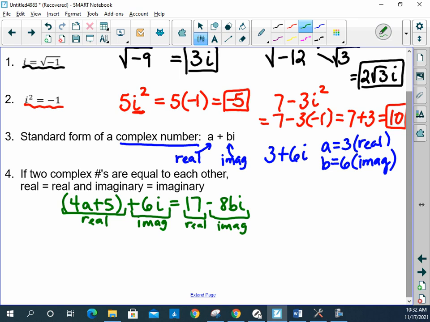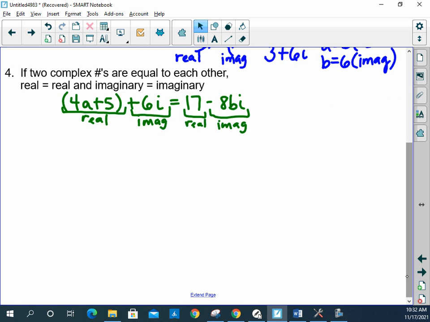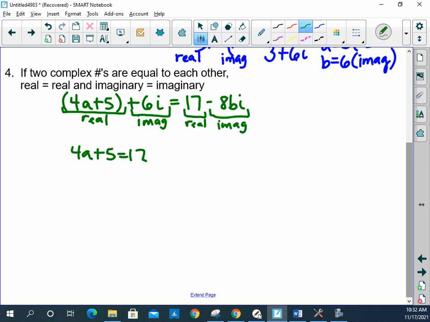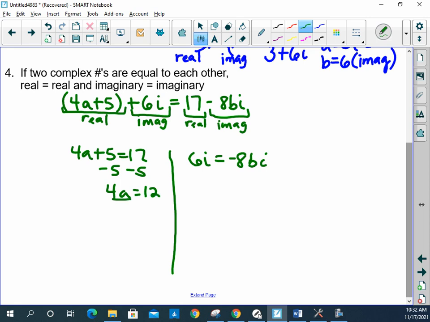So if two complex numbers are equal to each other, then real equals real, imaginary equals imaginary. So we would set up our equations as 4a plus 5 equals 17, and 6i equals negative 8bi. So now that everything is set up, we solve two equations. First equation is pretty simple. Subtract 5 on both sides. So 4a equals 12. Divide by 4, a equals 3.